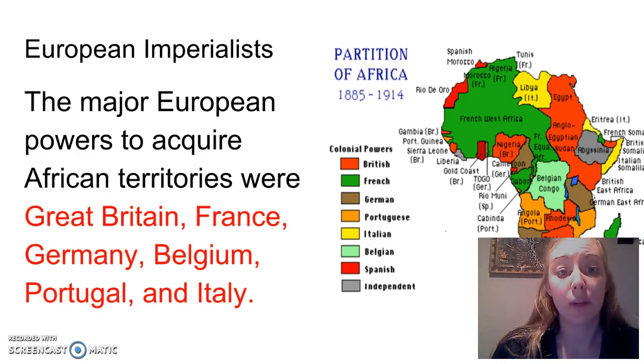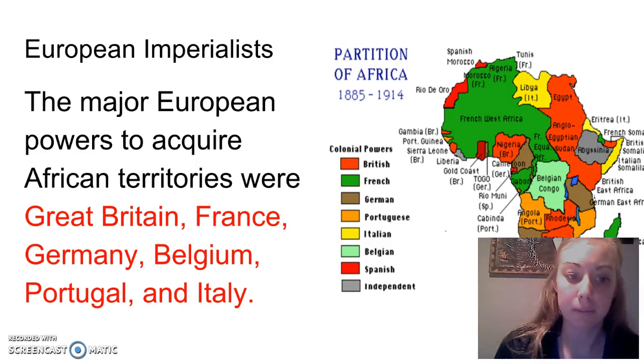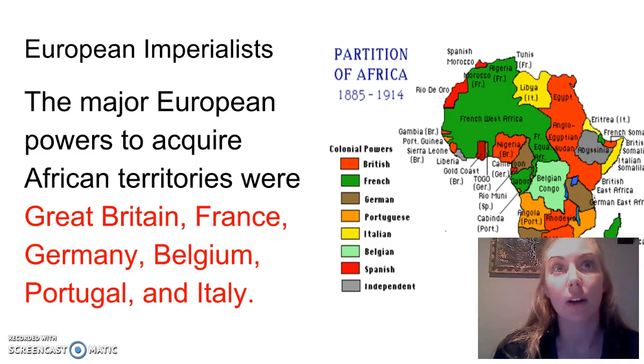The major European powers that acquired or got African land included Great Britain, France, Germany, Belgium, Portugal, and Italy. And if we think back to our imperialist powers in the New World, we see some similarities like Great Britain, France, and Portugal. But we also see some new European countries that are starting to get in on the imperialism game, like Germany, Belgium, and Italy.